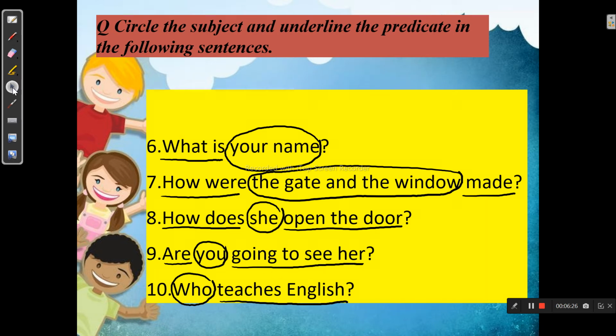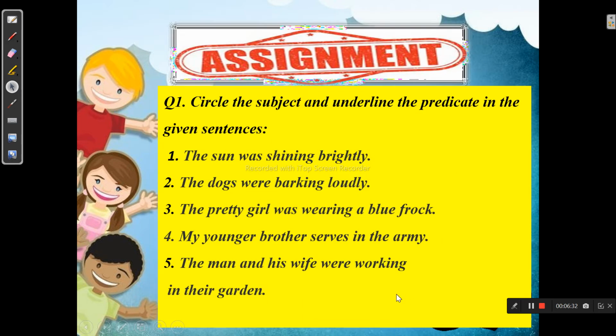So pronoun, so who becomes subject here and teaches English becomes predicate here. So I hope you have now found the exercise on subject and predicate. Very easy. Okay, now let's try another assignment on subject and predicate. Let's understand the exercise and let's read the question carefully. Circle the subject and underline the predicate in the given sentences.